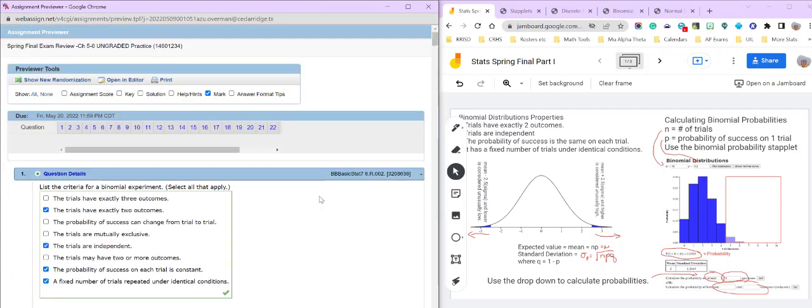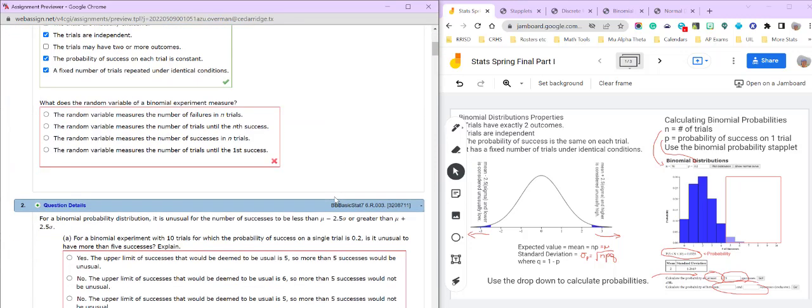And there you go. And I do have these listed right here. Trials have exactly 2 outcomes. They're independent. Probability of success is the same, and a fixed number of trials under identical conditions.